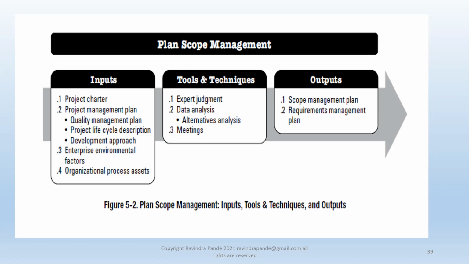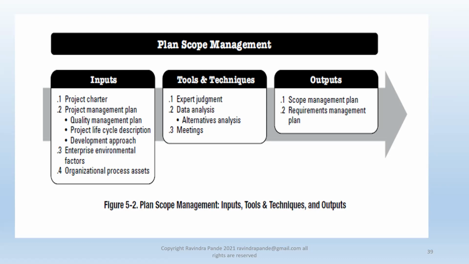And then we have enterprise environmental factors and organizational process assets to help us build this plan scope management document. Normally, this document is a Word file where we just include these 3-4 details to make sure we have zeroed in, or built uniformity for our scope management planning.